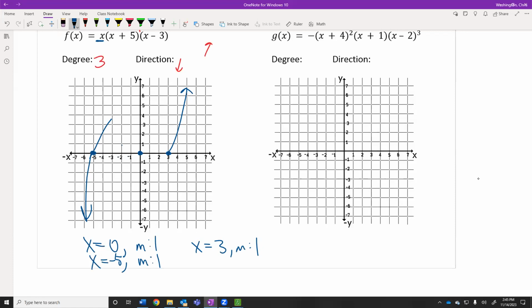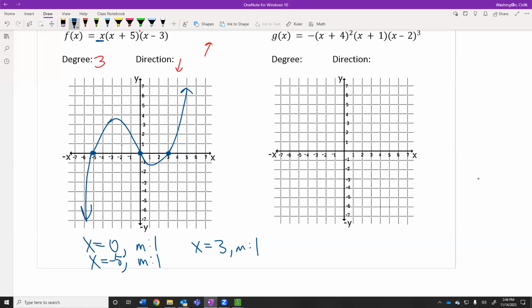But what's going to happen at x equals 0? We got to go up and come back down to x equals 0. At x equals 0, the multiplicity is 1. So we're going to go straight through. That's not very good, but we're going to go straight through at x equals 0. And then we got to turn and go back up. And at x equals 3, well, guess what we're going to do? The multiplicity is 1. So we're going to go straight back through.